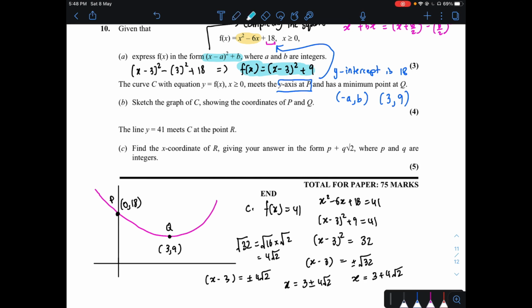Now, let me explain why the second method is easier than the first method. Because there's a square here, it's easier to square root things than use the quadratic formula. The first method would have used the quadratic formula, which I don't like using. I prefer the calculator, or I prefer completing the square.